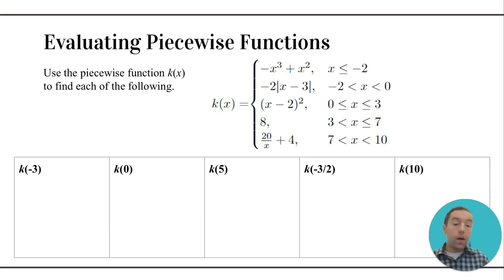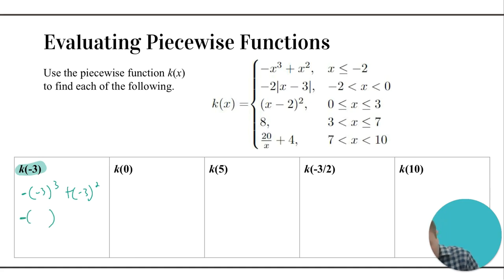So what we're asked to do right here is use the piecewise function k of x to find each of the following. If we were asked to find k of -3, we would need to know what rule to use based on what part of the domain -3 is in. Of all these domain restrictions, this is where -3 is going to be, because -3 is less than -2. So the rule we'd want to use is negative of x cubed plus x squared, and then plug in that -3.